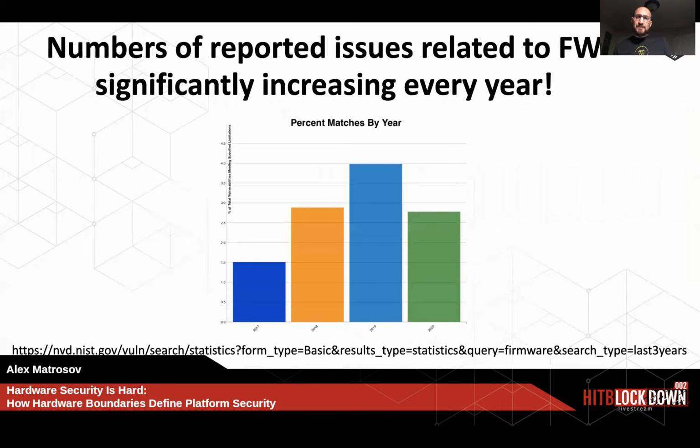And if you look at the National Vulnerability Database, the number of vulnerabilities related to firmware is significantly increasing every year. We already have almost the same number of vulnerabilities reported by researchers and third parties to the CERTs from the vendors, or US-CERT, as were reported last year. So it has almost doubled already compared to the numbers known from last year.